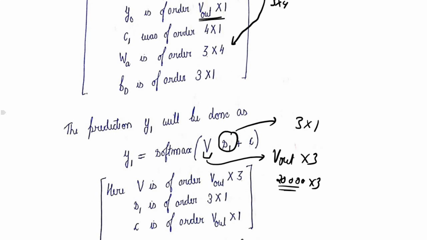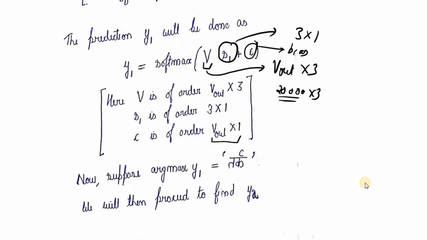So V will be of order 20,000 cross 3, S1 will be of order 3 cross 1, and C is of order V out. And this C is not the context vector, this is a bias term. So it is of order V out cross 1. So that's all. Once we do that, we get the predictions in the form of a softmax, which comes out to be this. So ideally, we will get a prediction like this: 0.001, 0.002, something like this.